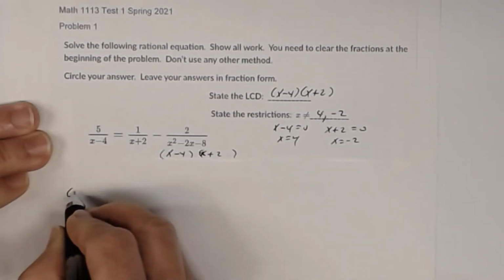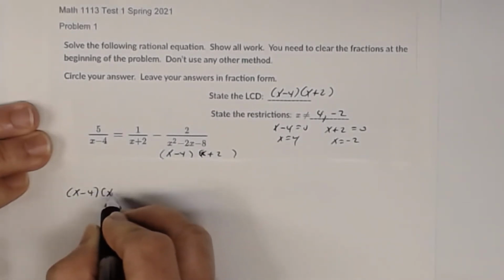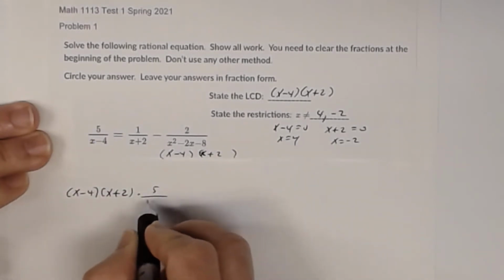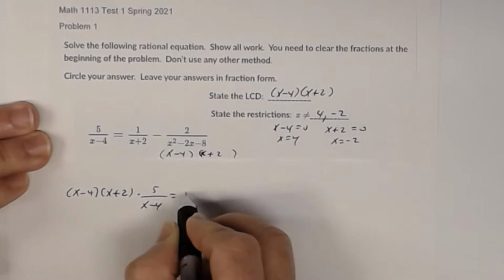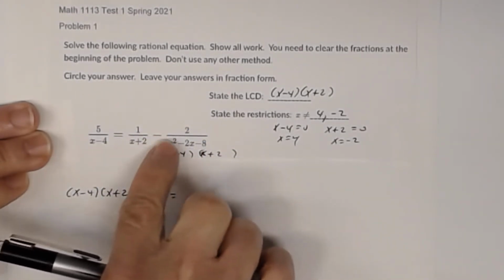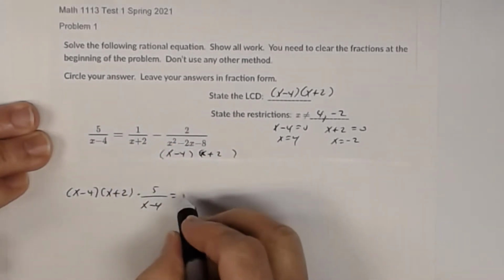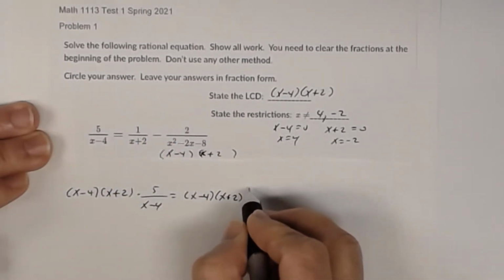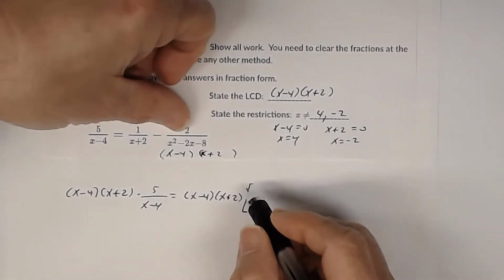So I have x minus 4 times x plus 2, the LCD, times 5 divided by x minus 4, equals the LCD times the right-hand side. Now we're going to put that in parentheses because there are two rational expressions here. So you can say x minus 4 times x plus 2 times the right-hand side.